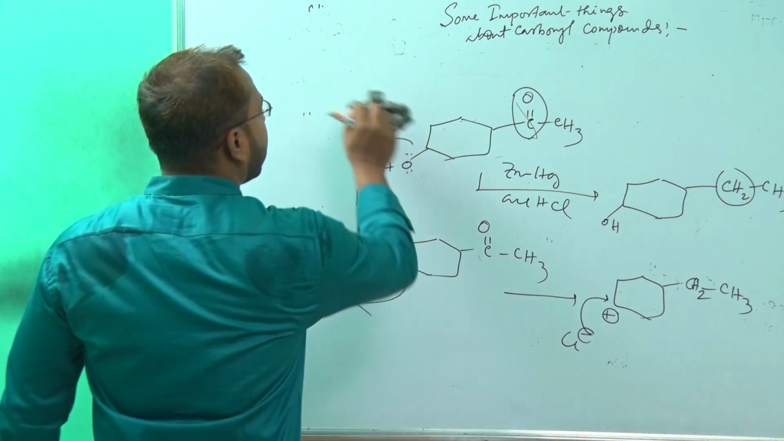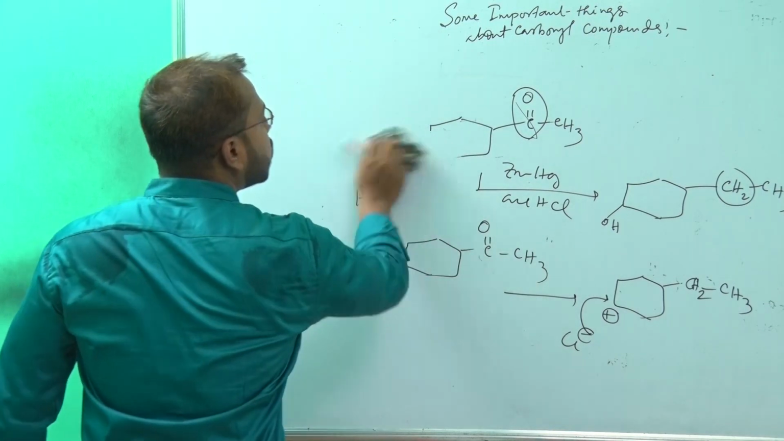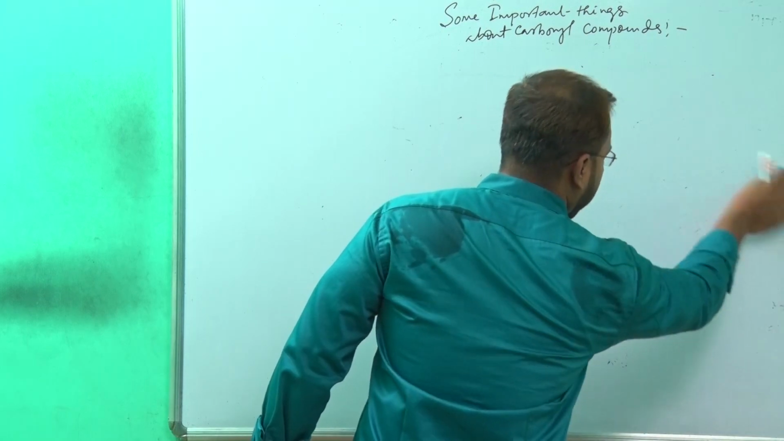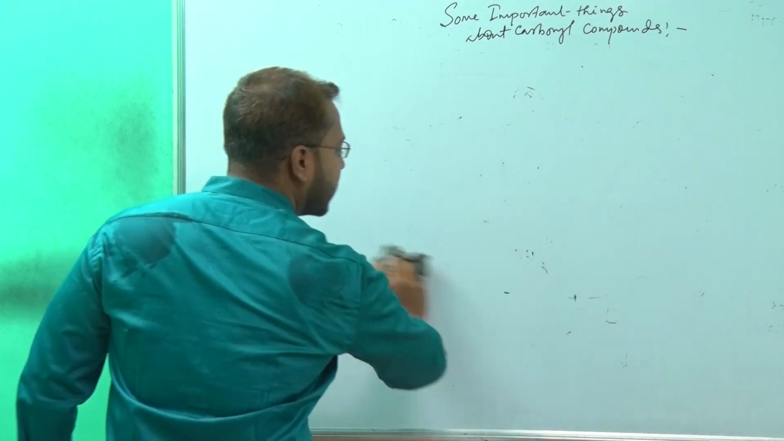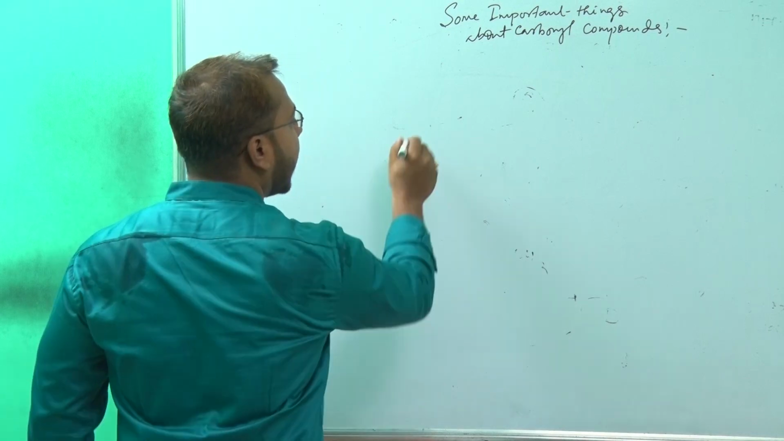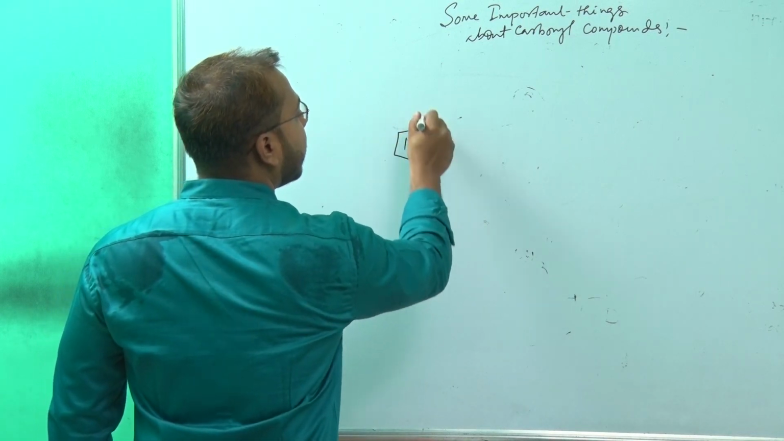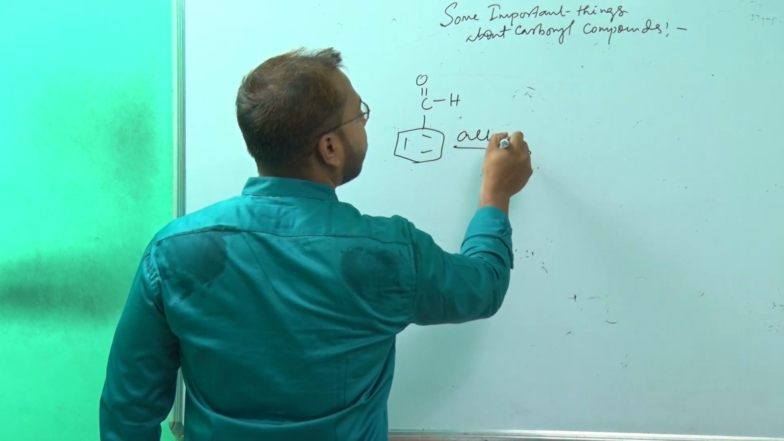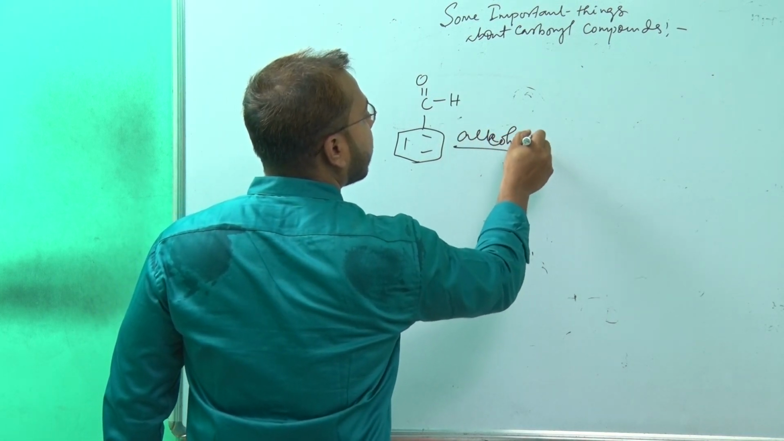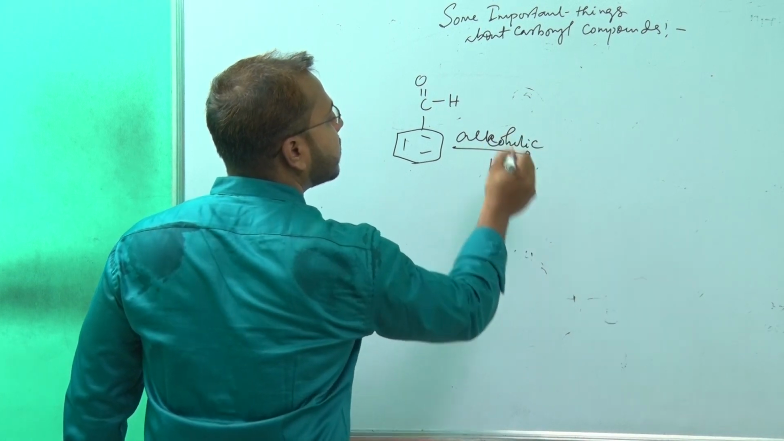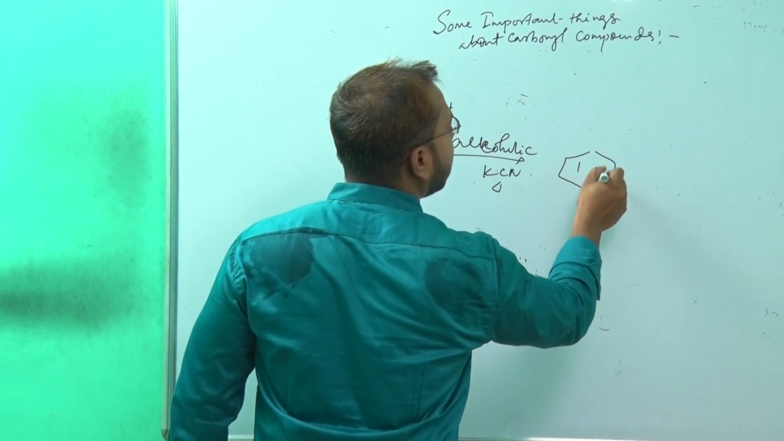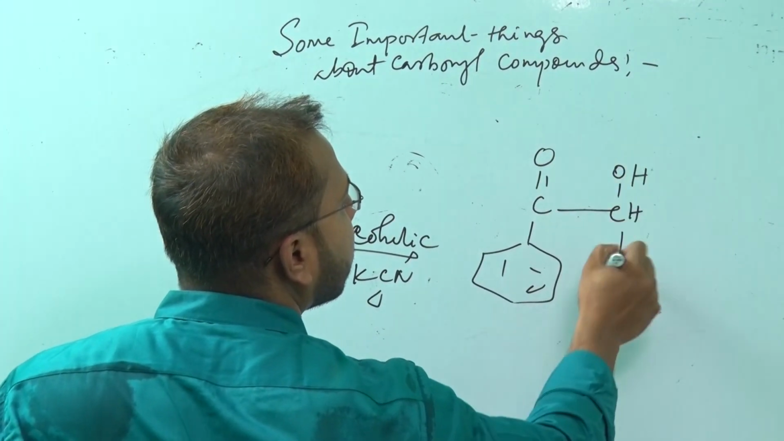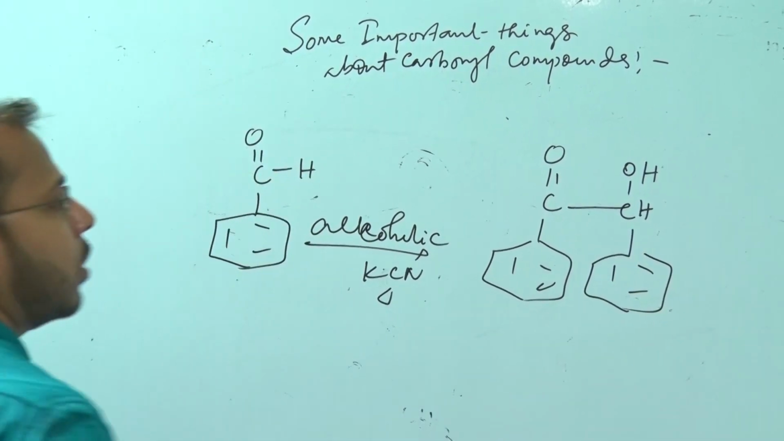And the next part is a very important reaction, that is benzoin condensation. Benzoin condensation means what is happening here? In benzaldehyde, if we give alcoholic KCN, and heating is there, H3O+ is there, then it will form the product, that is benzoin.